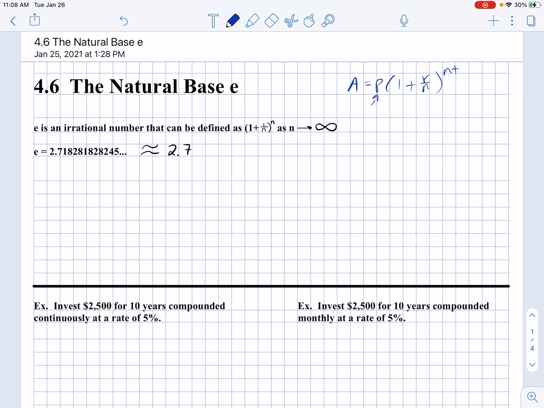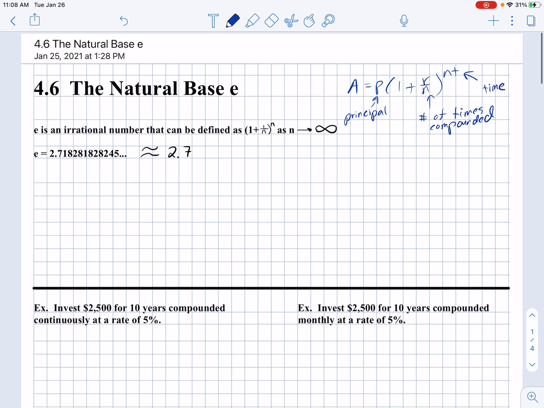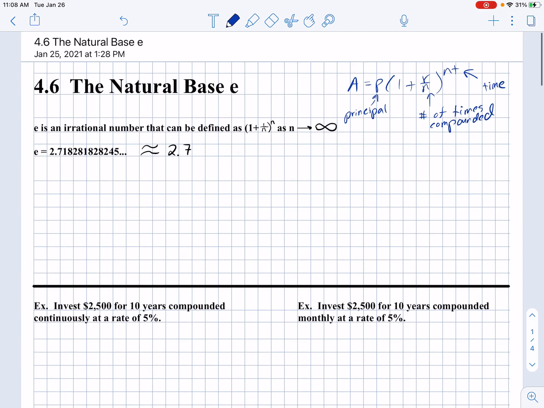If you remember, P stands for our principal, n stands for the number of times that the interest is compounded. t stands for how long this investment is being compounded, how long it's there for. And then we already talked about n. r stands for the interest rate that's earned.